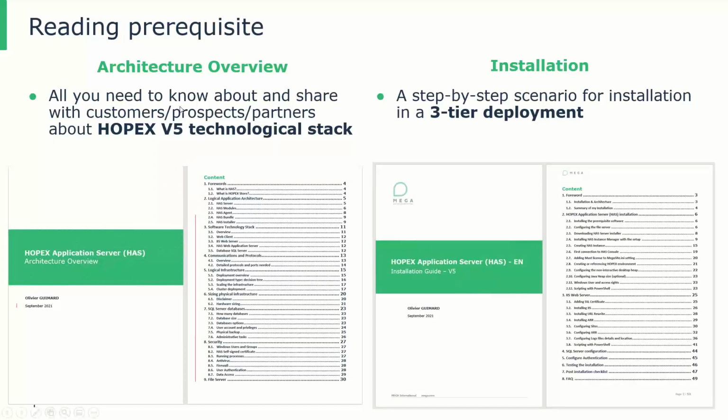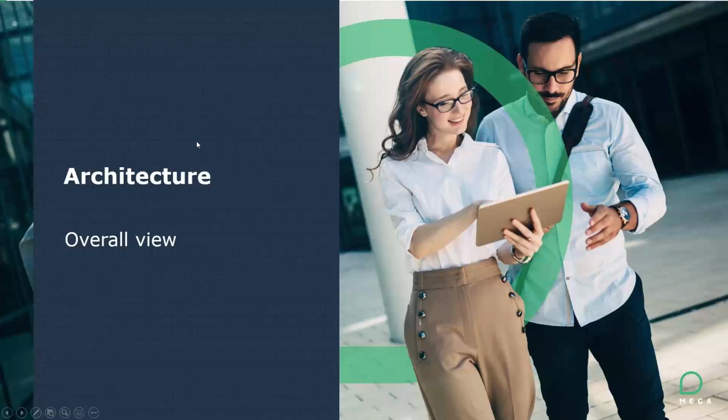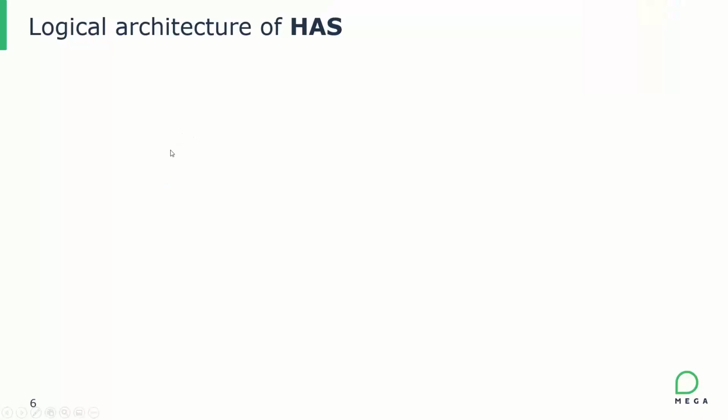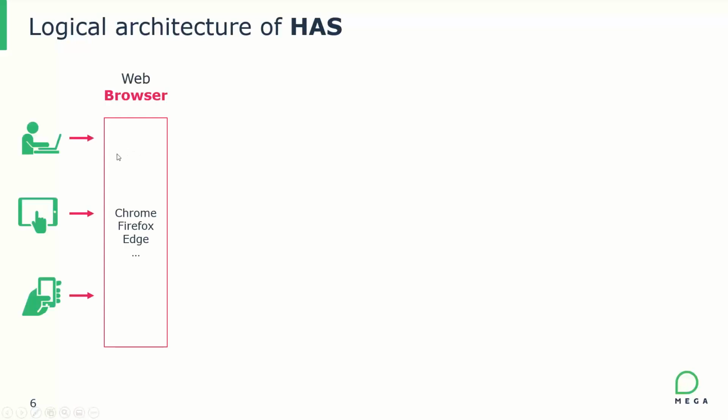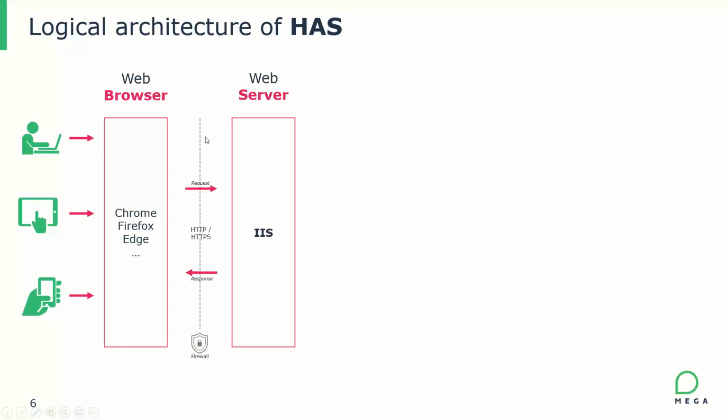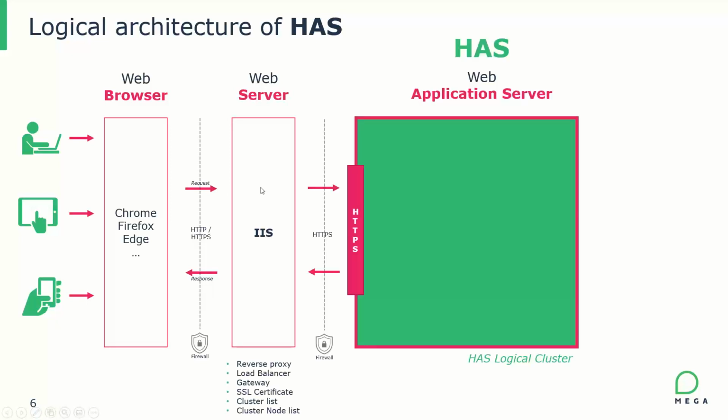So let's dive into the architecture of v5. In principle, we are still a web application. So we'll have a web browser that will connect to the application, and it has to go through a web server. We still use IIS as a web server, as a front door for people to access the tool. Then we encapsulate everything that we knew of HOPEX into what we call the HOPEX Application Server. You will see a lot in the documentation the short name HAS, which means HOPEX Application Server.